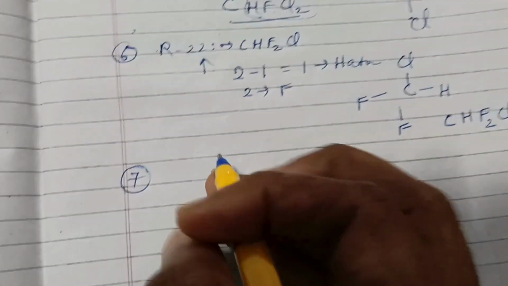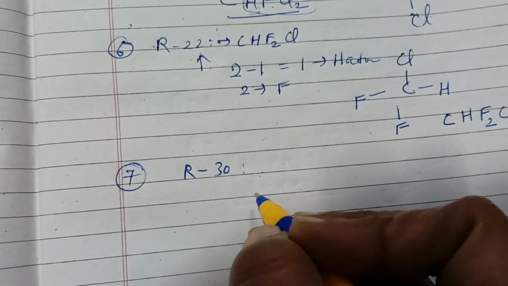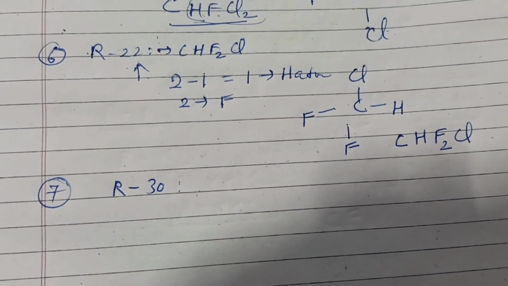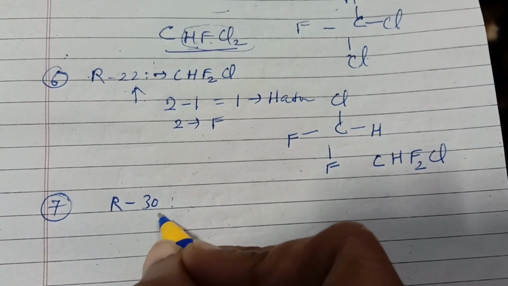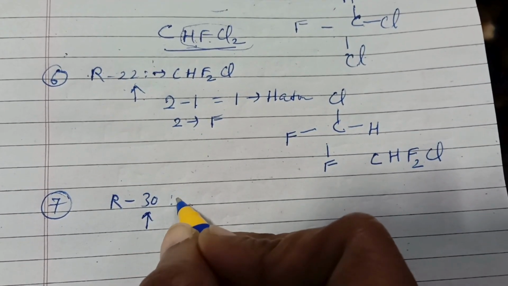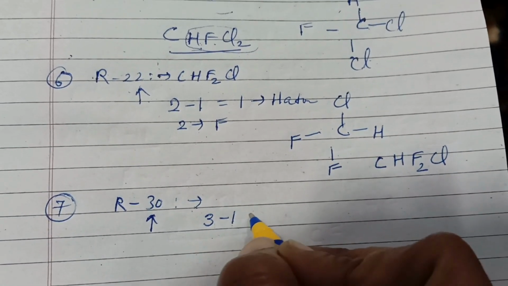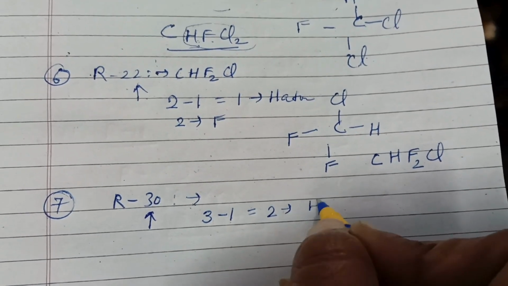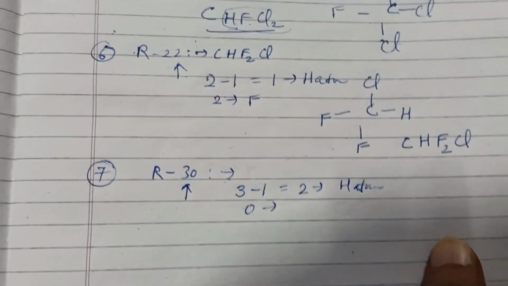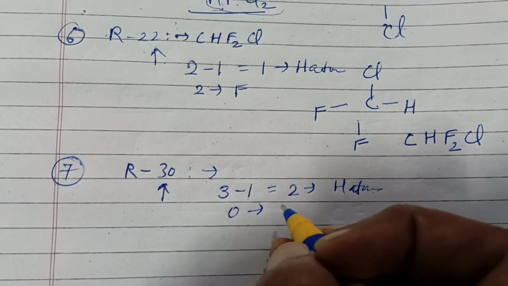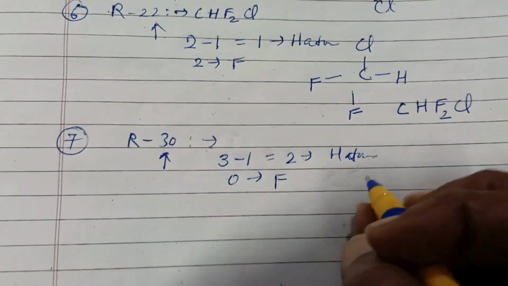Now we will see another refrigerant. This is again a methane based refrigerant, R30. Here this is slightly different from what we have covered in the above refrigerants. So R30, the first digit next to R is 3. You have to subtract 1 from the first digit. This gives me 2, so 2 hydrogen atoms. The second digit is 0. As we have learned, the second digit belongs entirely to fluorine. So fluorine is 0, so this will not come into the picture while writing the formula.